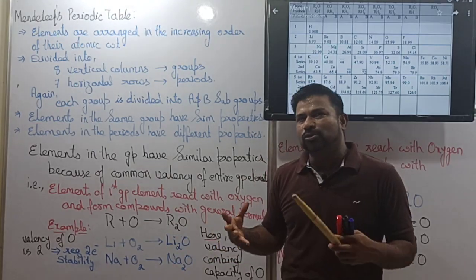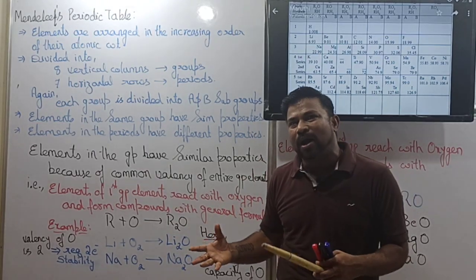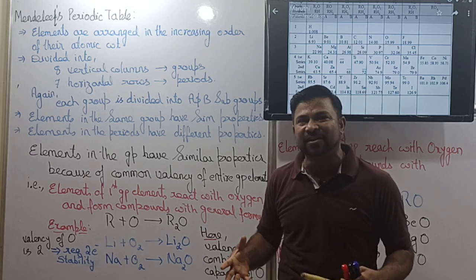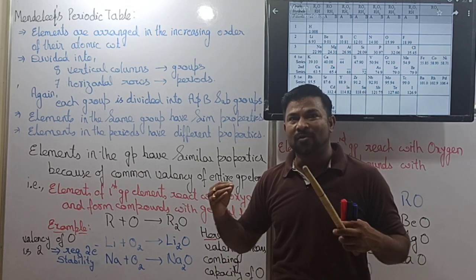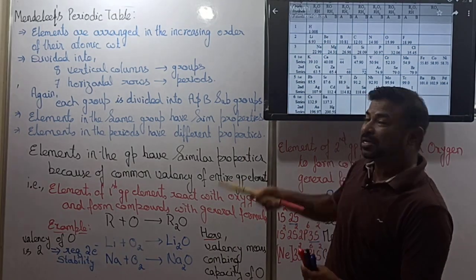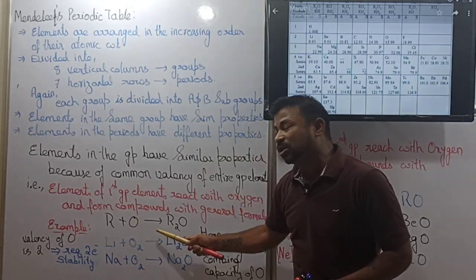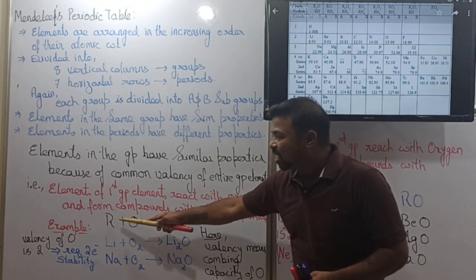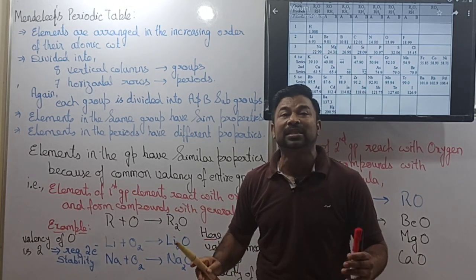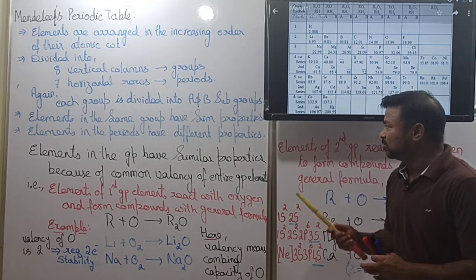Here, the properties of the elements of the first group are explained by Mr. Mendeleev basing upon their common valency. First group elements combining with oxygen, forming a general formula R plus O giving R2O. R means all the elements present in the first group. Now, let's come back to the second topic.